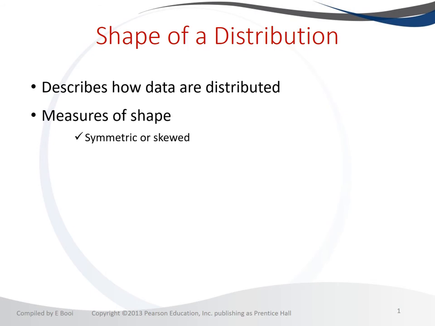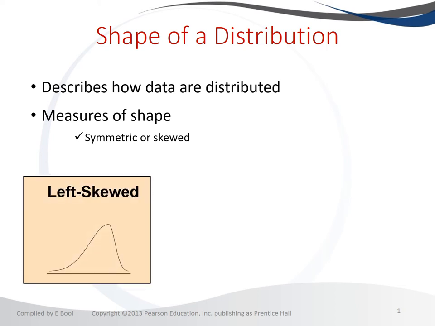Now, your data can take any shape. It can be symmetric, which is normally distributed, or it can be skewed, which is either left skewed, or the data has shifted to the right or to the left. When it's left skewed, it means the mean is less than the median, or the tail is to the left. And we call that distribution a left skewed distribution.